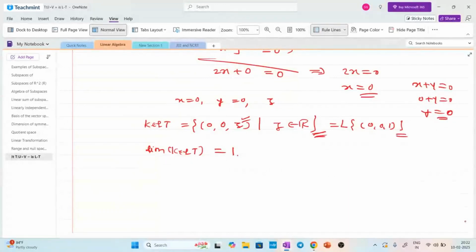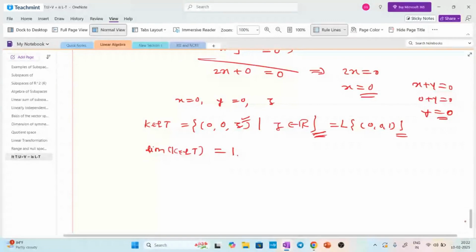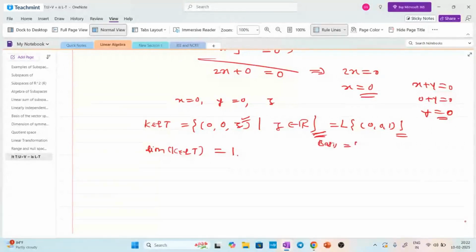If you take z common, it becomes (0, 0, 1). Therefore the kernel of T is equal to the linear span L of (0, 0, 1). Therefore its basis contains, the basis of kernel of T is (0, 0, 1). Therefore the dimension of kernel of T is equal to 1. You can take it this way or that way, both have the same answer. Therefore the dimension of kernel of T, the nullity of T, is equal to 1.